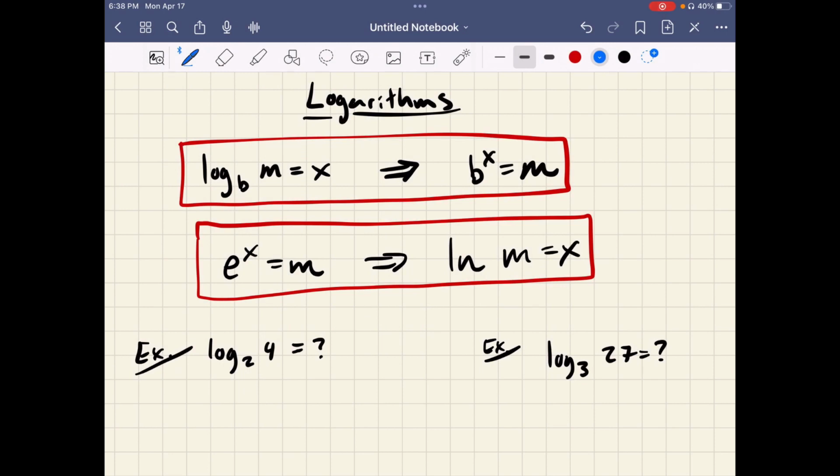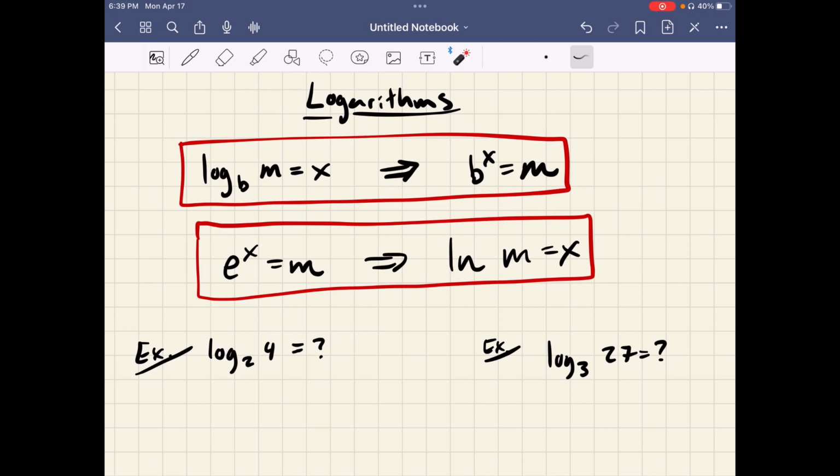In this video, we're going to talk about logarithms and what those mean and how we can go back and forth between the two different forms here. Like you can see over here on the left, we have log base b of m equals x. We can use the b, the m, and the x to rewrite that to be b to the x power equals m. And just like that, we're going to use e, or a natural number, e to the x equals m. I can rewrite that to be the natural log of m equals x.